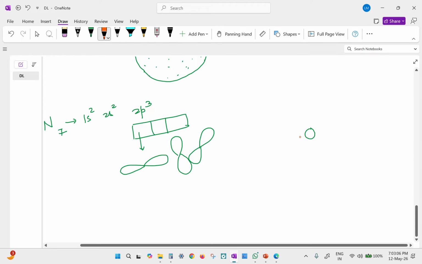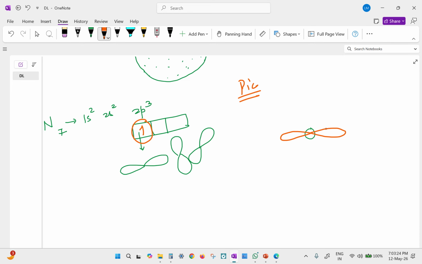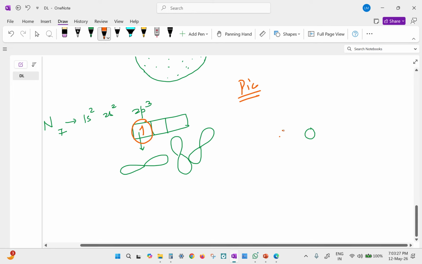What is this actually? This is a 2px. How did we get that? Again, I'm going to take the picture of this 2p electron infinite times. I can only imagine that I'm taking the picture of this electron infinite times. Now, every time I take the electron's picture, it is found somewhere in this region. And if I draw lines to cover up the area, it looks like a dumbbell. Are you able to understand?